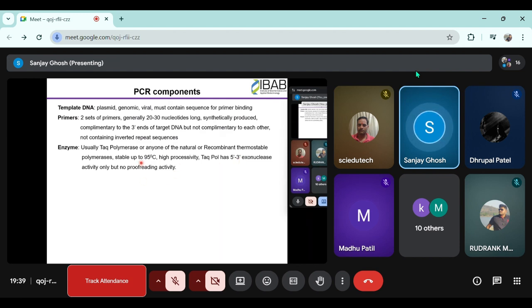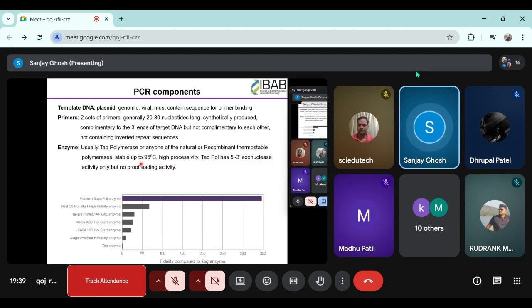And the other thing is proofreading. Proofreading means that it should correct mistakes, right? This is important because it gives rise to something called fidelity. How similar or identical is the DNA fragment compared to the template? It should be as identical as possible. And to do that, many enzymes have been discovered, and they are used for DNA assembly.